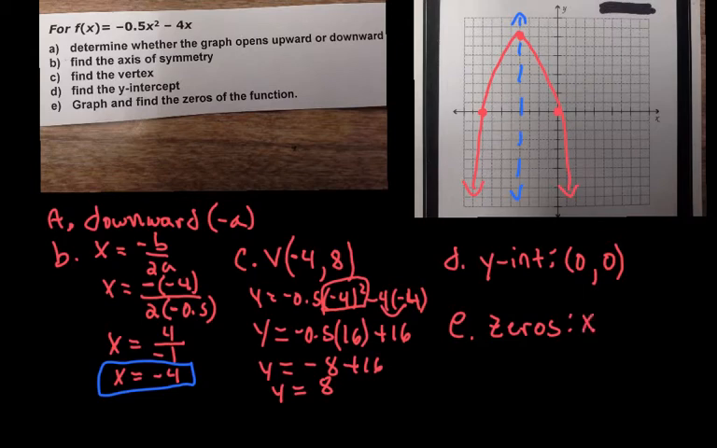So x equals negative 8, comma, 0. Do not use parentheses for the zeros. These numbers are not coordinate points. They're actually values of x. So do not use parentheses for that.